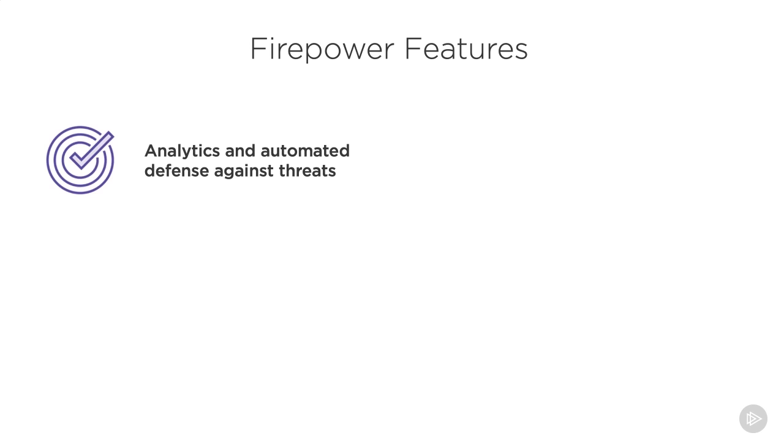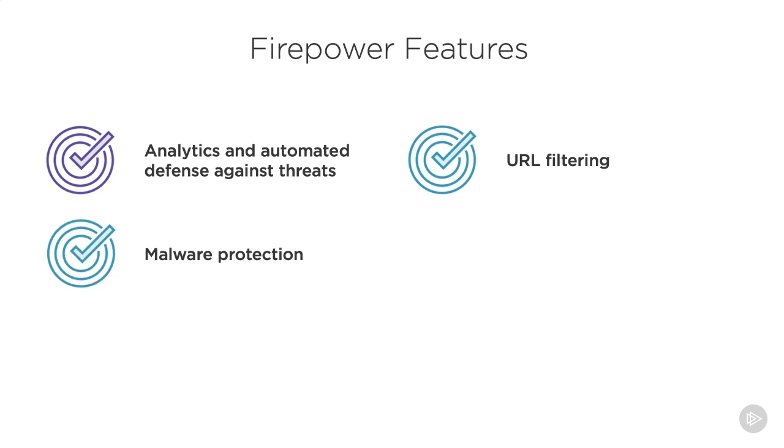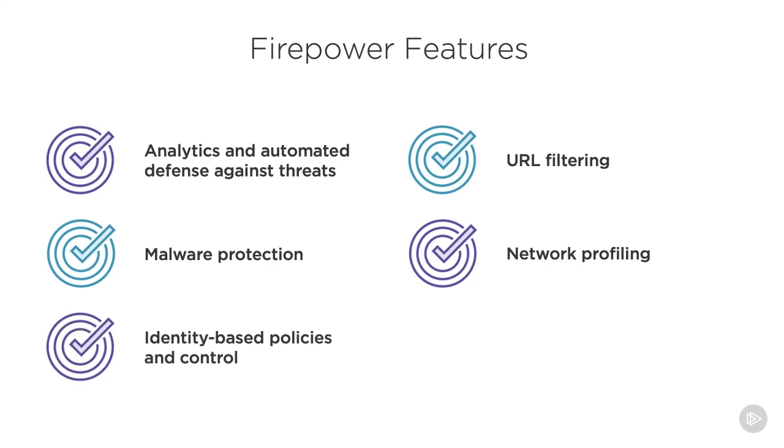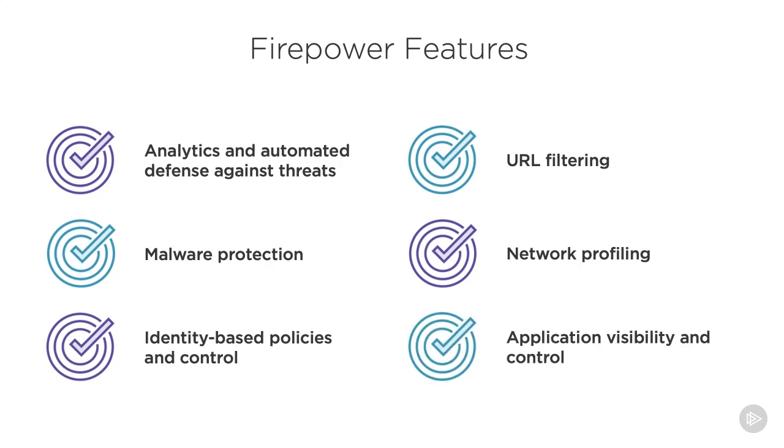Firepower as an IDS or IPS provides analytics and automated defense against threats. It allows for URL filtering, malware protection, network profiling, and identity-based policies and control. Application Visibility and Control, or AVC, is another feature that this device has, giving us the capability to classify applications and put them under a policy for defensive posturing.